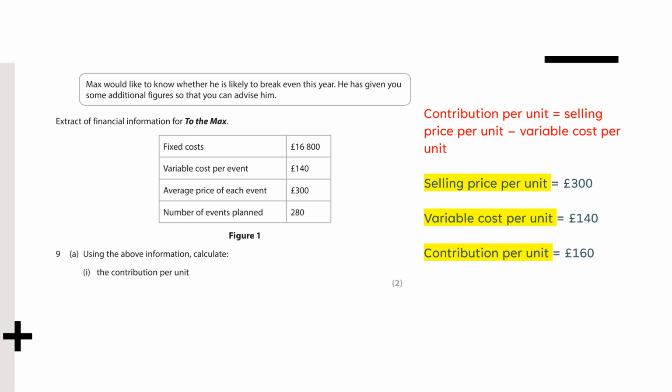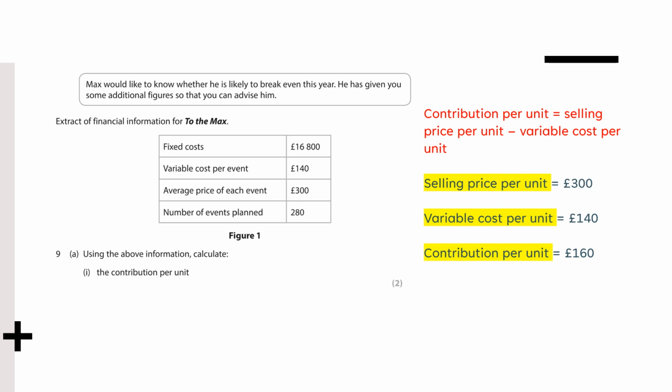And the last question we'll go over is Max would like to know whether he is likely to break even this year. So he has given you some additional figures so that you can advise him. He's given you the fixed cost, the variable cost per event, the average price of event, and the number of events planned. Now the first part of this question is asking you to calculate the contribution per unit.